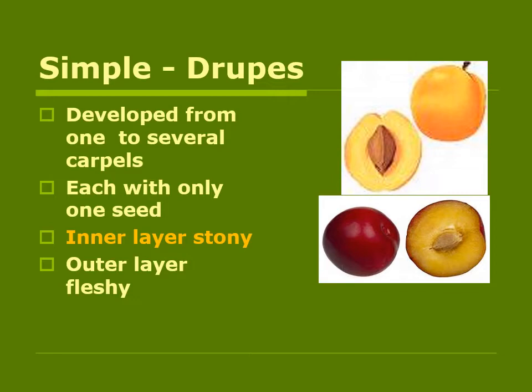Anyways, drupes are developed from one to several carpels. Okay, we've talked lots about carpels. They typically only have one seed. And of course, the inner layer is stony. The best thing here is just think of all your stony fruits: your apricots, peaches, nectarines, plums. So they have an outer fleshy layer and they have an inner stony layer. All right, those are your drupes. Pretty straightforward to remember.